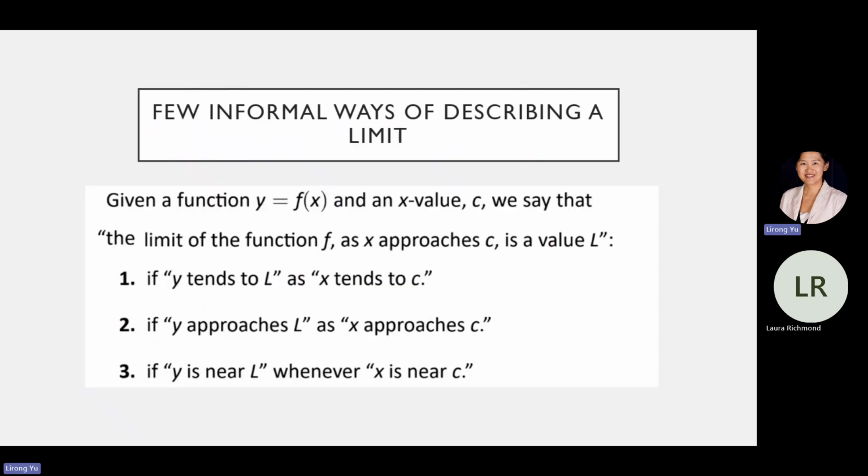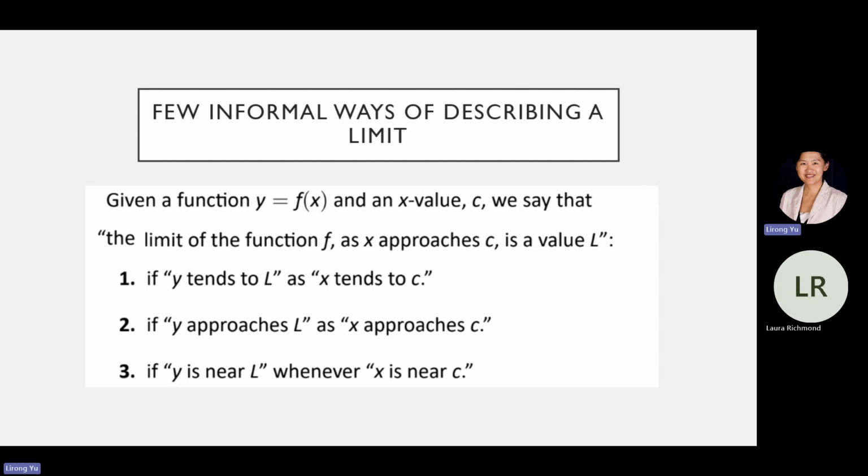We want to talk about the formal definition, but we're going to try to look at our informal way of describing a limit. You can see there are a couple of different ways, really depending on the book. Some books write it this way, some books write it another way. So when you talk about the informal definition of limit, there's really a variety of ways of saying things. Here, given a function y equals f of x and a value c, an x value c, we say the limit of the function as x approaches c is the value L, right?